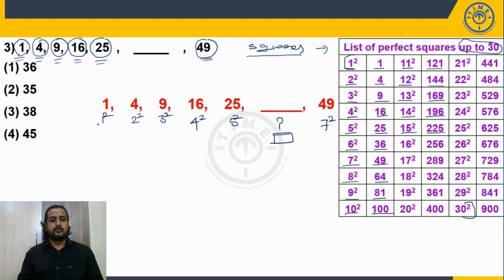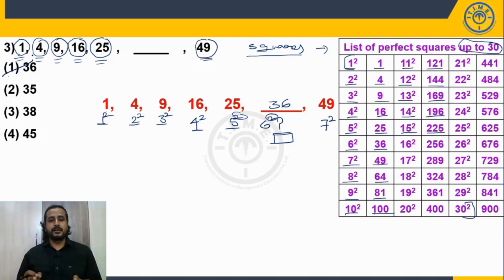Look at here: 1, 2, 3, 4, 5 are given consecutively. So what does this come under? Consecutive natural numbers. So after 5 will be 6, and the logic applied is squares. The classification of numbers is consecutive natural numbers, and the logic applied is squares. 6 square is 36. So what is my required answer? 36, choice 1. And the logic is squares of consecutive natural numbers.